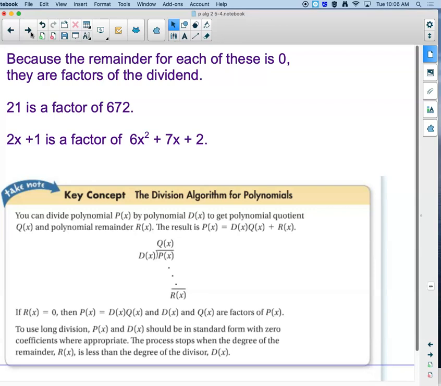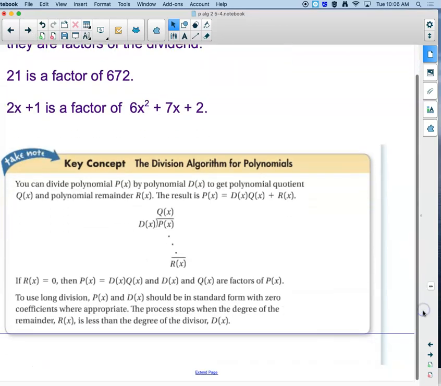Because the remainder for each of those was 0, they are factors of the dividend. And so the 21 went in evenly, didn't have a remainder. The 2x plus 1 went in evenly, didn't have a remainder. Now that means that the remainder was 0. And that's what comes out here. This key concept says, if we take something and divide it by another polynomial, we'll get a dividend.